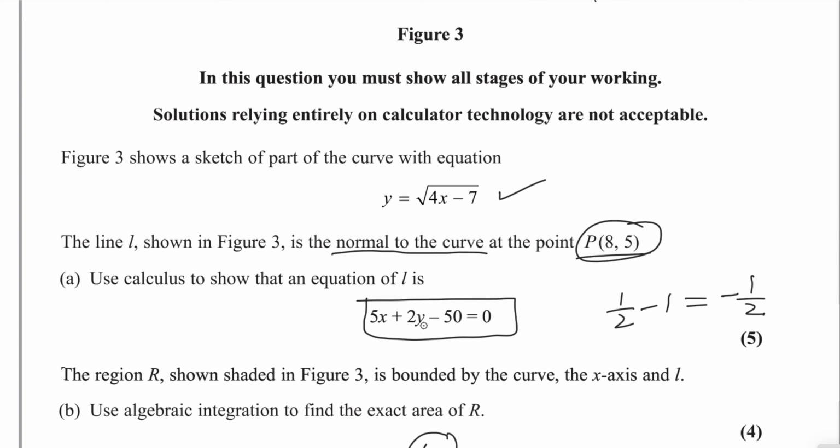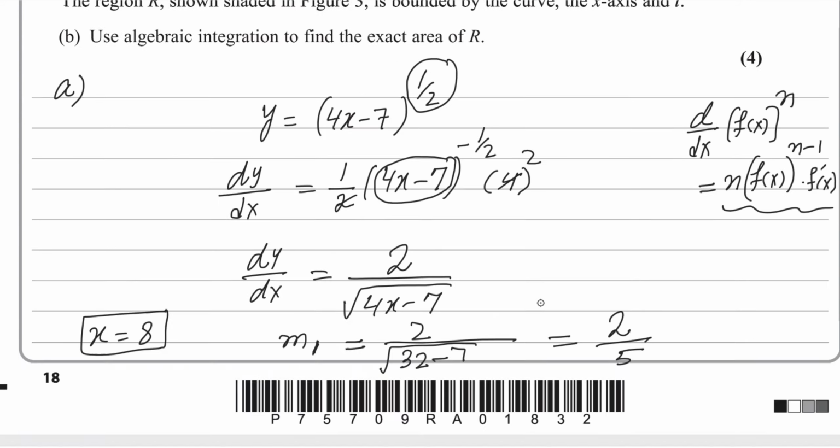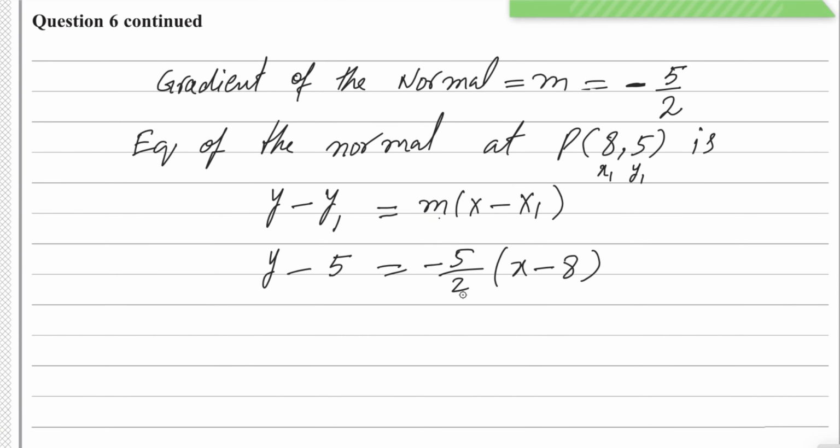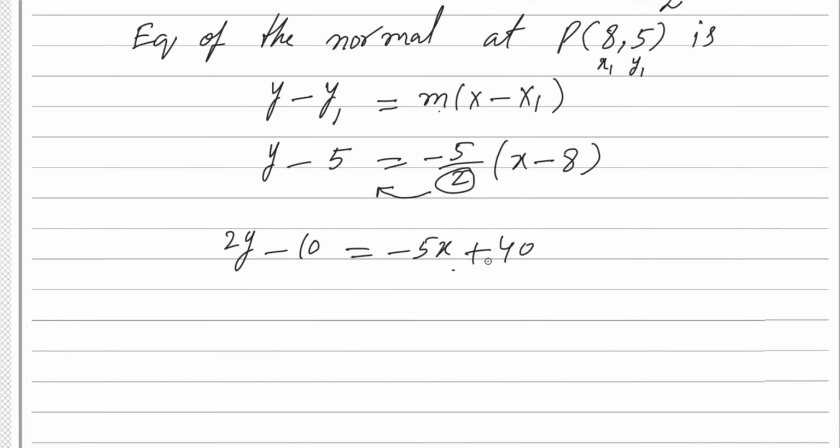Let's go back to the question. We want everything on the left hand side, there is nothing on the right side, so there is 0. The best thing is to get rid of the fraction, just multiply by this 2, so it becomes 2y minus 10 equals minus 5x plus 40. In the next step, you can move these two values to the left hand side. This minus 5x becomes positive 5x, plus 2y is already there, and minus 10 and minus 40 will make it minus 50 equals 0.